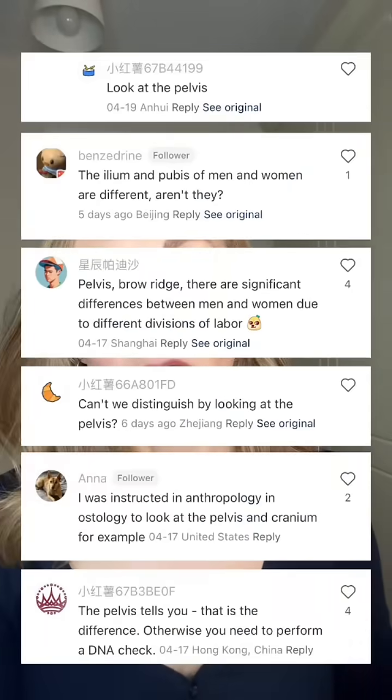So a couple of weeks ago, I posted a video about estimating biological sex from a skeleton. Can we do it? How do we do it? And I got a lot of responses across the various platforms. One of the most common comments was, just look at the pelvis, look at the pelvis. So let's talk through that.